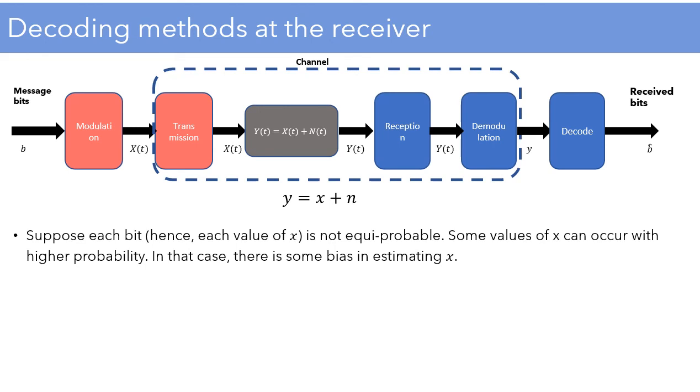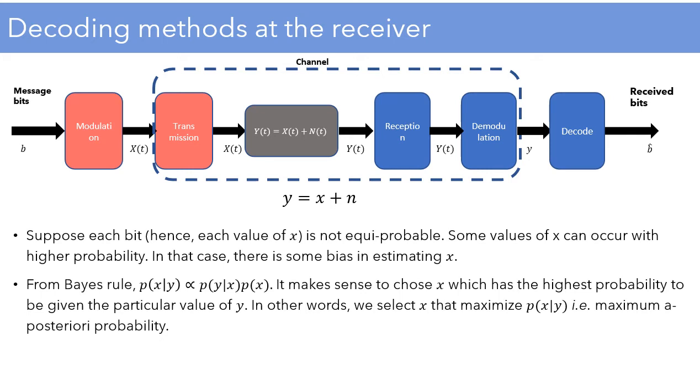Now suppose each bit is not equally probable. In that case, some values of x can occur with higher probability, so there should be some bias, right? For example, if we know that 0 is transmitted 99% of the time and 1 is transmitted only 1% of the time, right?